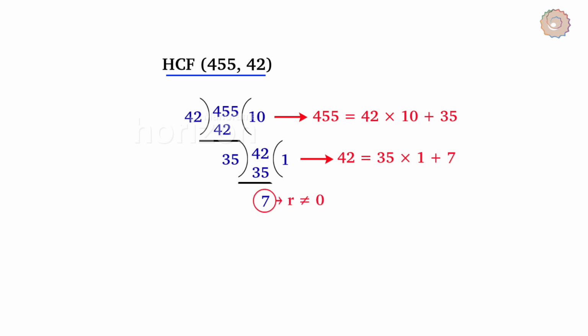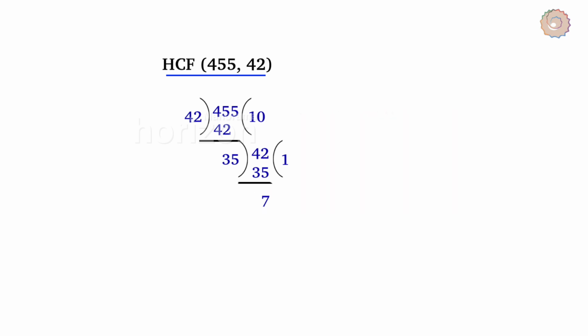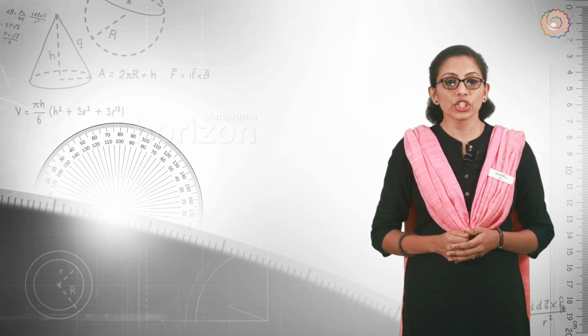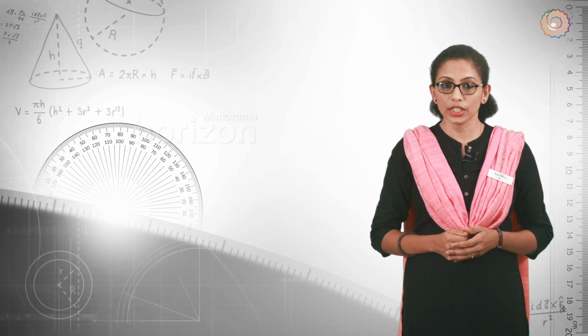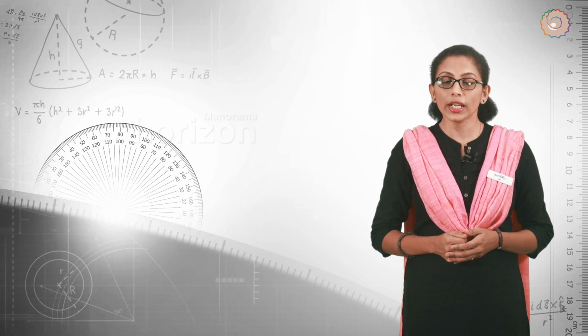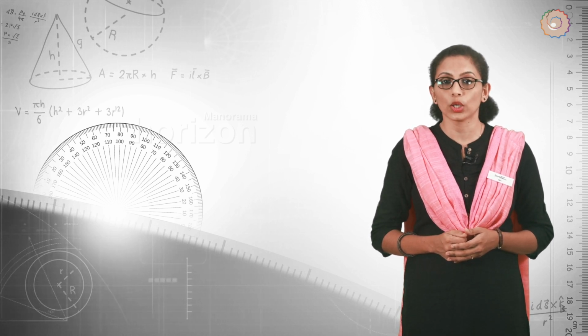You can see that the remainder we got in this step is 7, which is not equal to 0. So we need to again apply Euclid's division lemma to 35 and 7. So with divisor 35 and the remainder 7, we get 35 = 7 × 5 + 0. Notice that the remainder has become 0 and we cannot proceed any further. We can say that the HCF of 455 and 42 is the divisor at this stage, which is 7. Although Euclid's division algorithm is stated for only positive integers, it can be extended for all integers except 0, that is b ≠ 0.